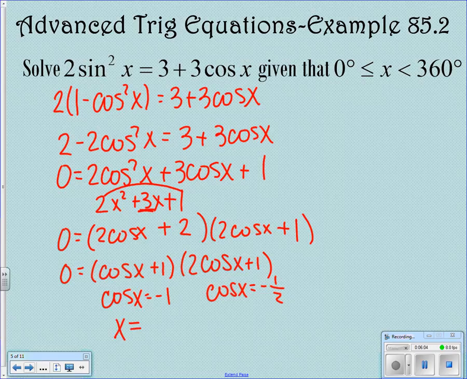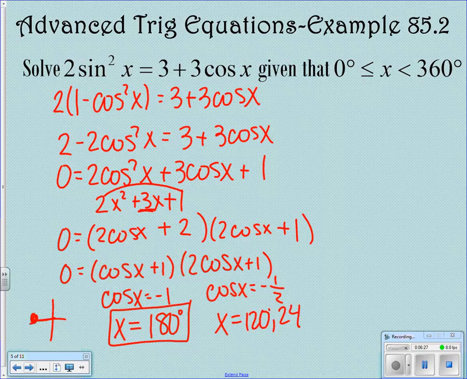So cosine of x equals negative 1. That's one of your quadrantal angles. Does anybody remember which one it is? It's 180 degrees. Over on the left here, that's where our x value is a negative 1. And then cosine of x equals negative 1/2. That's a 60-degree angle, but it's in the second and the third quadrant. So that would be 120 and 240. And so on this one, you actually have 3 answers: 180, 120, and 240.